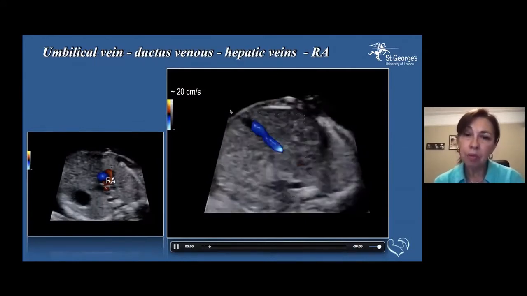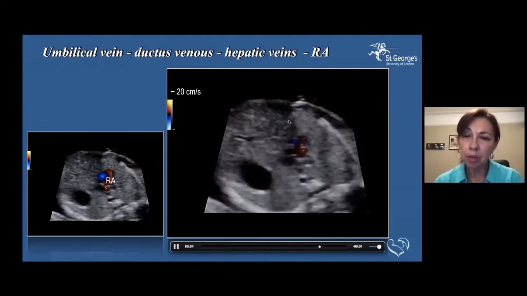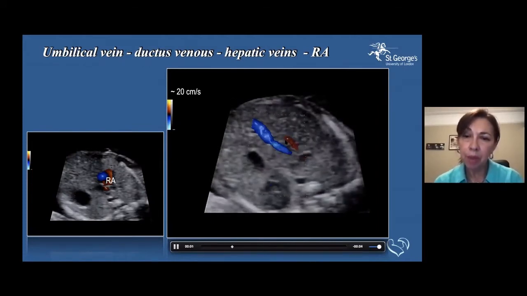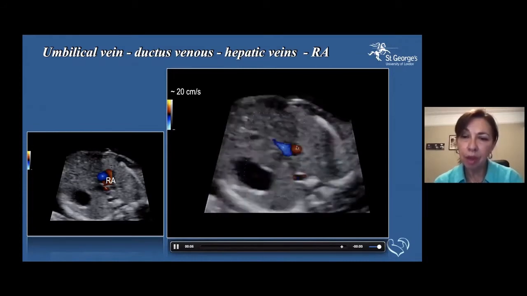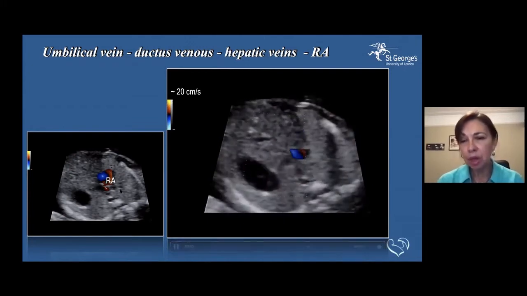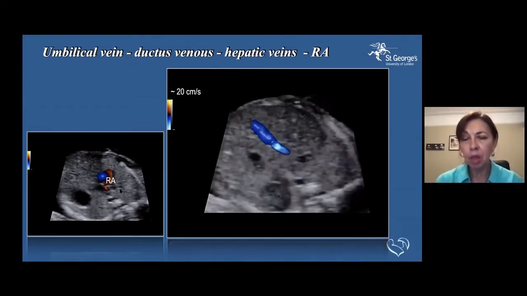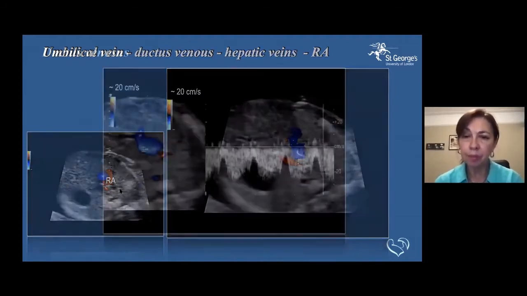So from here, we can follow the umbilical venous return, plus some of the hepatic veins coming from the liver, joining here and eventually joining the inferior vena cava, and that coming into the right atrium as indicated here. So we start to follow the vessels that are coming into the heart before we come into the atrial chambers.